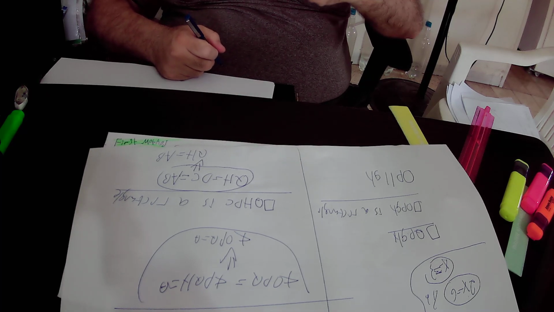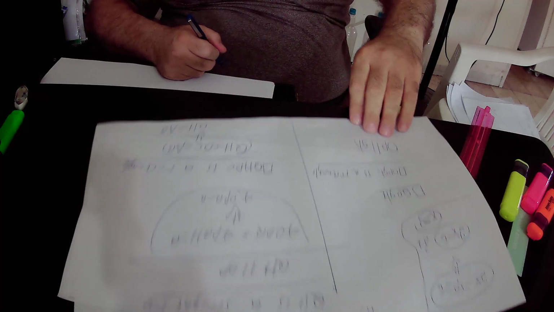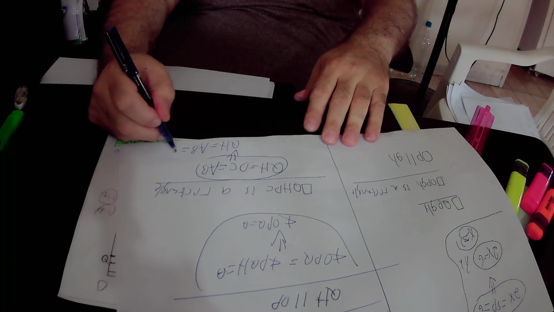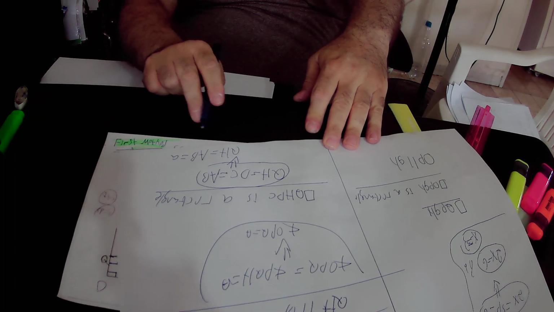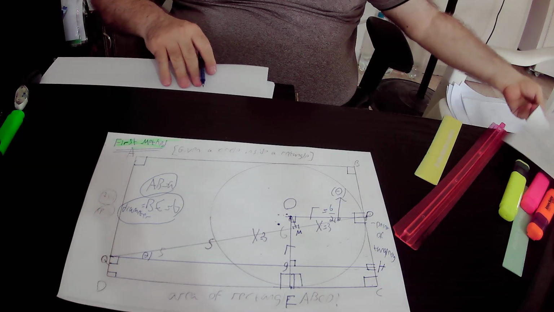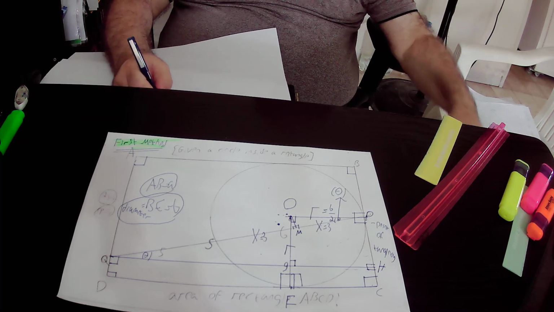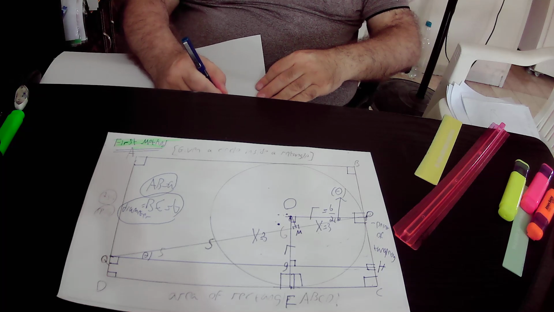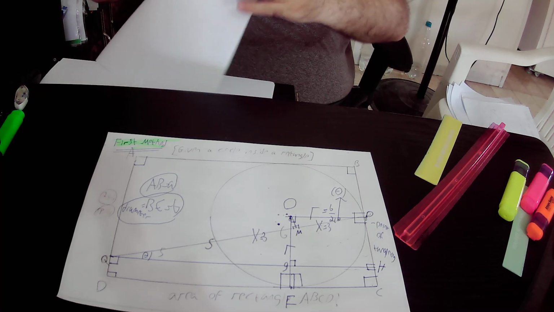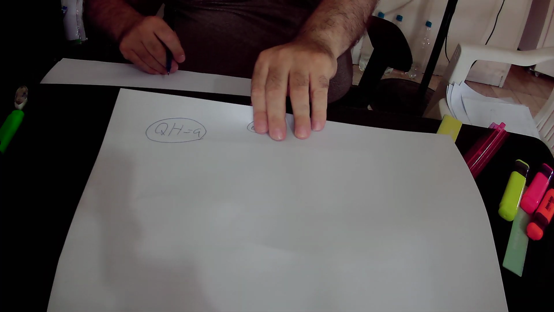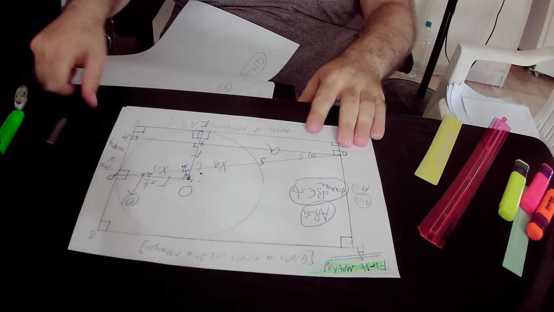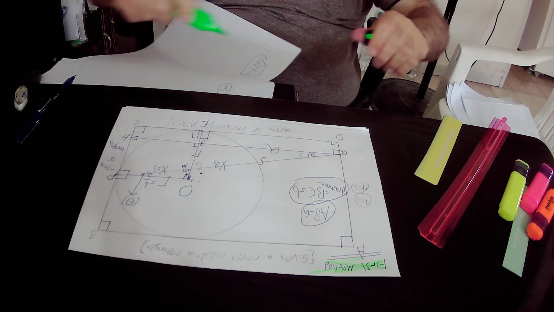But according to our definition, AB equals A. So we can write down that AB equals A. And from this equation, QH equals AB equals A, we will derive that QH is also equal to A. Okay, QH equals A.